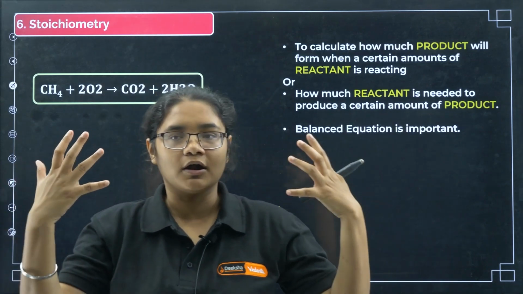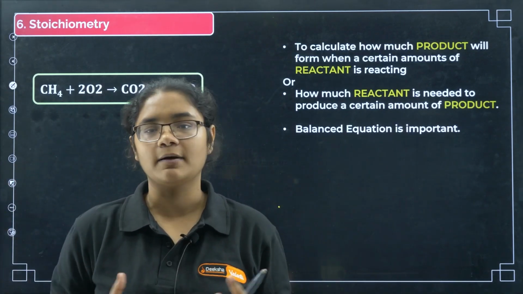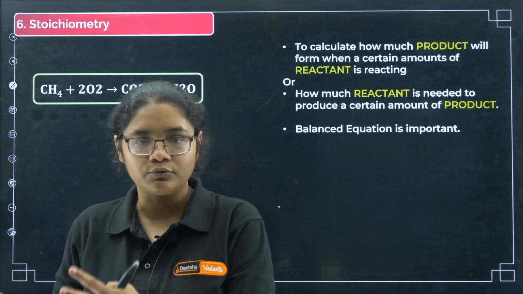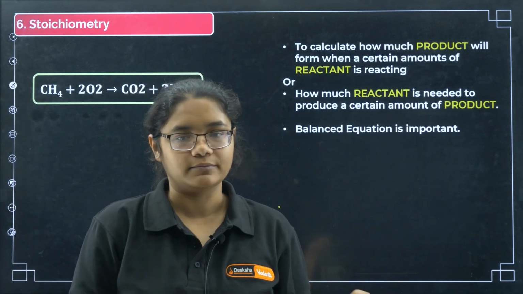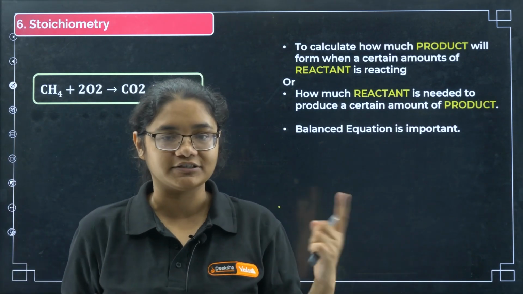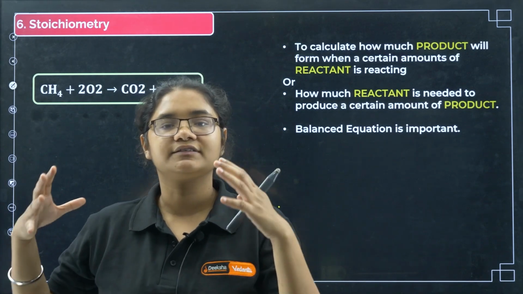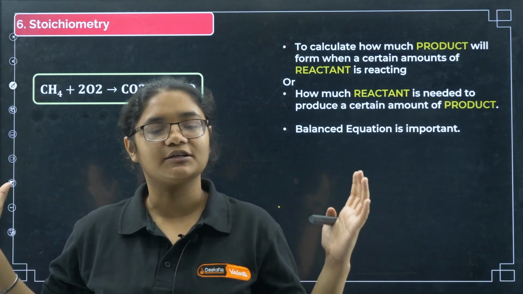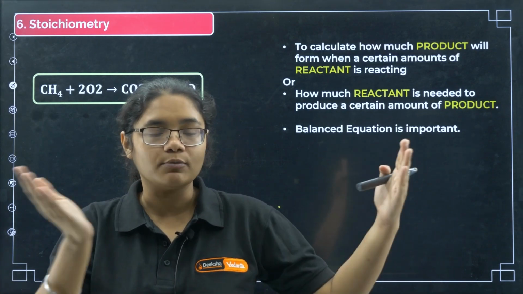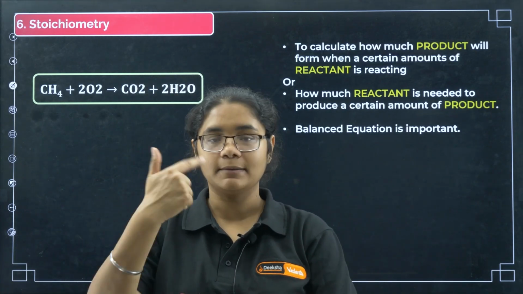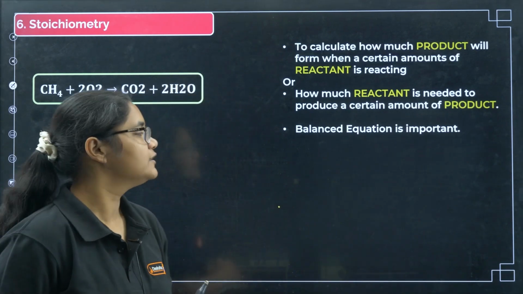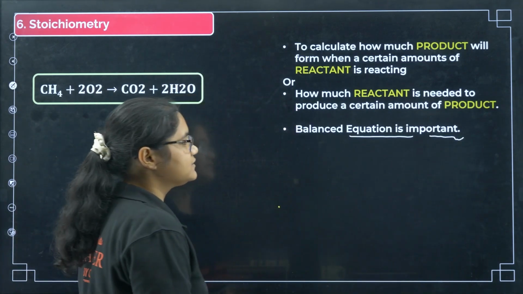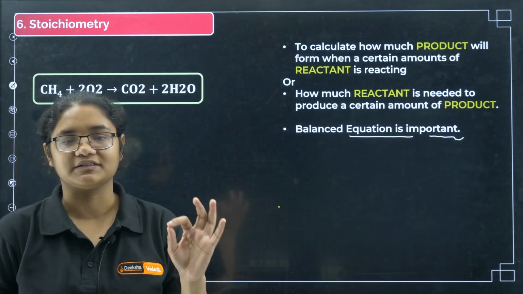Suppose, for example, you are arranging a party and you need 100 puris. For those 100 puris, how much atta, how much wheat you need, that is a reverse calculation. Similarly, for a certain industry we need a certain amount of ammonia, so how much reactant should be there. That type of back calculation also uses stoichiometry. And in stoichiometry it is very important that the equation must be balanced.